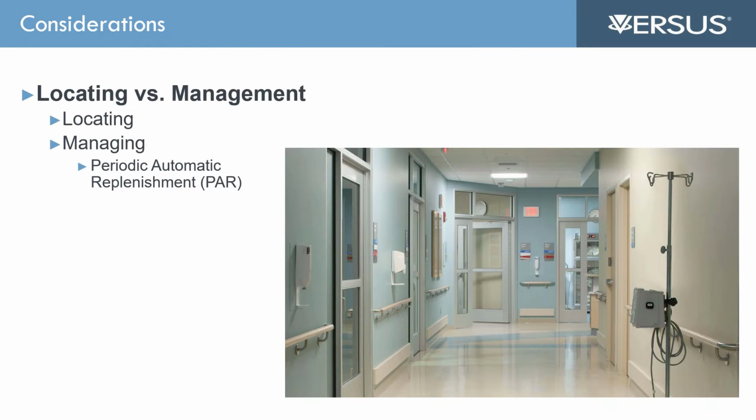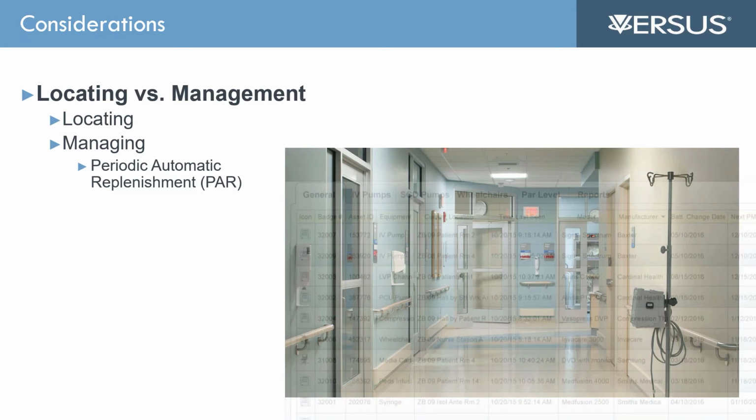I also want to distinguish between locating and management. I think locating of equipment has value inherent in itself. This picture illustrates an IV pump on a pole in a hallway. Looks like maybe even an ICU. Knowing where that IV pump is when you need it is an important thing in itself. You can see there's a little tag on the side of it. Perhaps that's communicating to an RTLS system that then provides visibility on where that IV pump is.